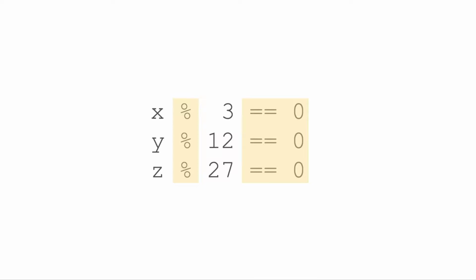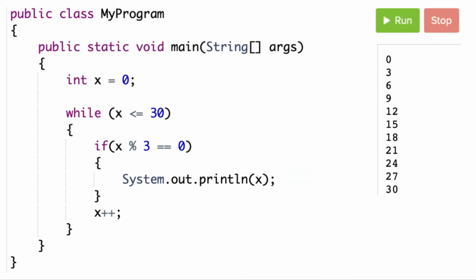In this case, x is evenly divisible by 3, y is evenly divisible by 12, and z is evenly divisible by 27. In this example, I want to display only the integers evenly divisible by 3. Notice the use of an if statement within the while loop to accomplish this.